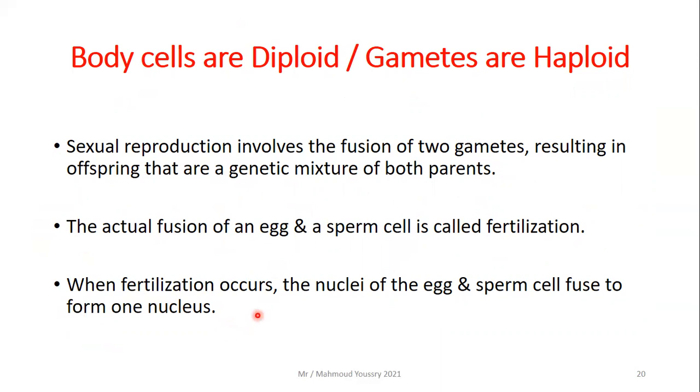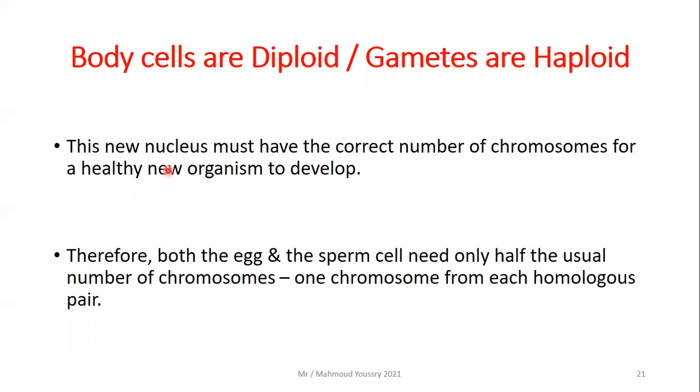When fertilization takes place, the nuclei of the egg and the sperm cell fuse together to form one nucleus. This new nucleus must have the correct number of chromosomes for a healthy new organism to develop. For example, in humans, the new nucleus must have the 23 pairs of chromosomes. Therefore, both the egg and the sperm cell need only half the usual number of chromosomes, one chromosome from each homologous pair. So the sperm cell will have 23 chromosomes while the egg has the other 23 chromosomes.